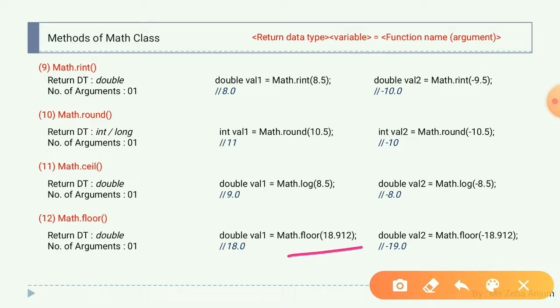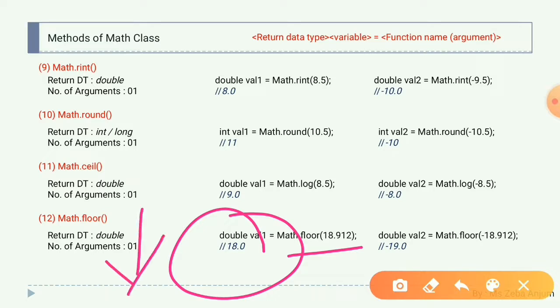Now see, in the Math.floor, what you are going to get, if you are going to calculate this value of 18.912. See over here, after the decimal you are having the number more than 0.5, but again you will be getting this 18.0 because this is going to give you the floor value. It means the lowest integer it is going to give you, the lower nearest integer.